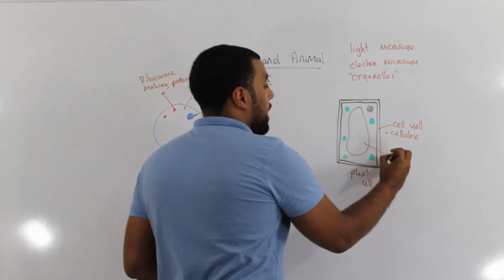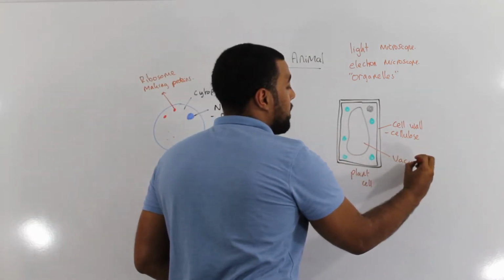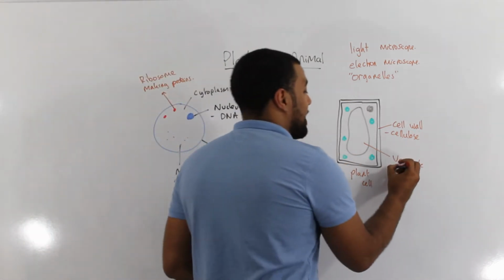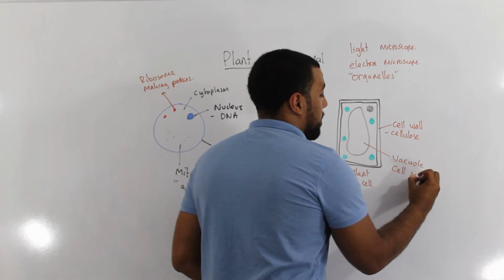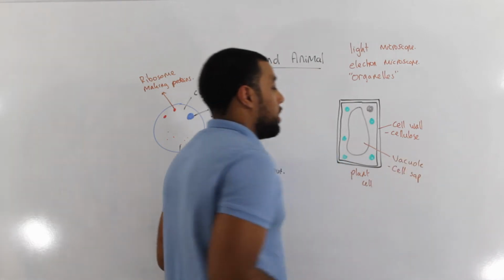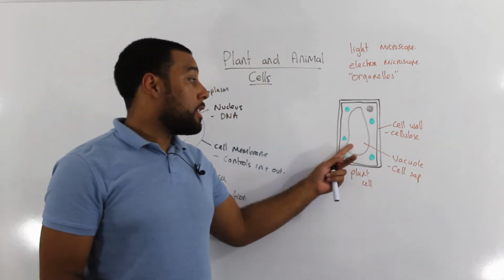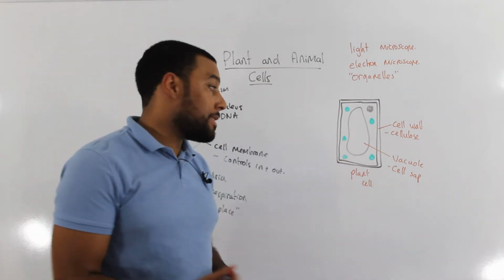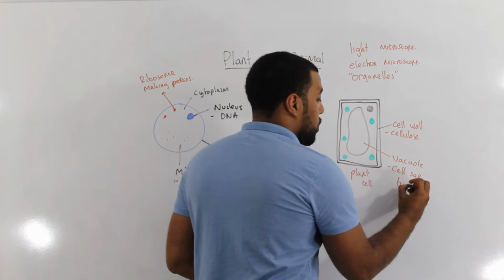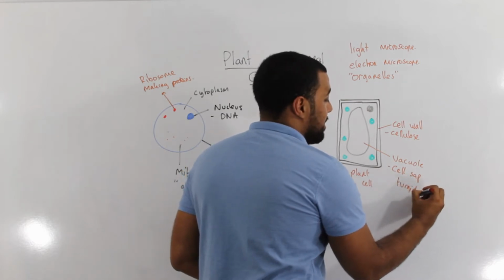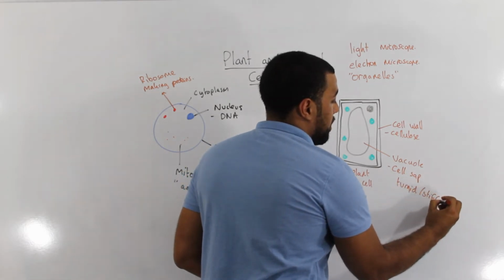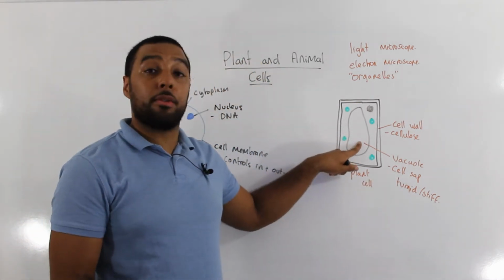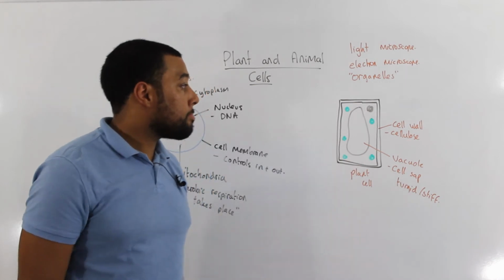Plant cells also have a vacuole, and this vacuole is filled with cell sap. And what can happen is that this vacuole can swell and press against the cell wall to keep the cell what we call turgid, and that just means stiff. Or the vacuole can shrink and make the cell flaccid or floppy.